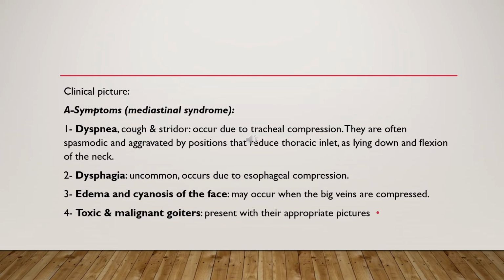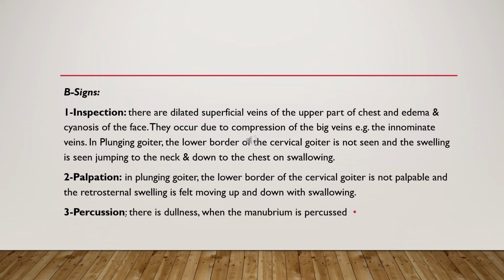Clinical picture: symptoms of mediastinal syndrome: dyspnea, dysphagia, edema and cyanosis of the face, and toxic and malignant goiters. Signs: by inspection, there are dilated superficial veins in the upper part of the chest and edema and cyanosis of the face. Palpation: in plunging goiter, the lower wall of the cervical goiter is not palpable. Percussion: there is dullness when the manubrium is percussed.